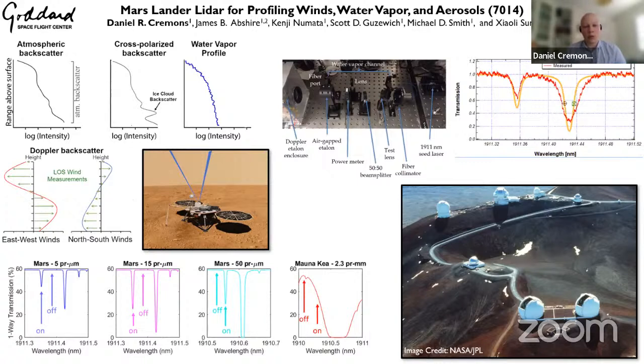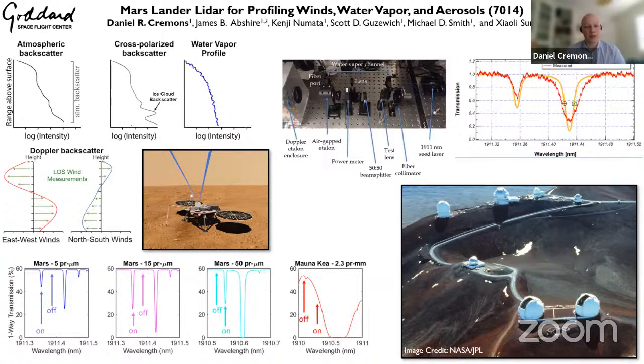And then because of the wavelength we're working at, which is 1911 nanometers, we're able to do water vapor profiling using the DIAL method. So the last thing we do is measure the Doppler shift of the backscattered light in both directions, which gives us vector wind profiles.